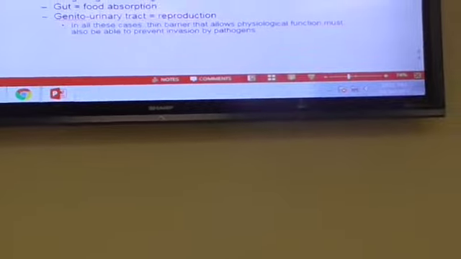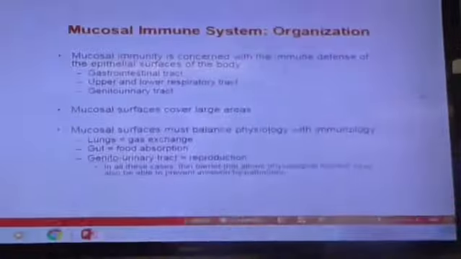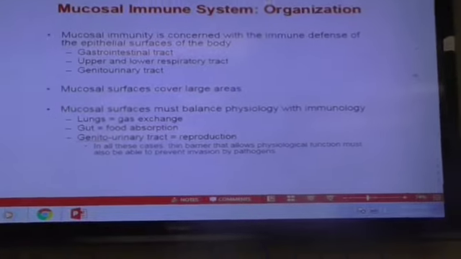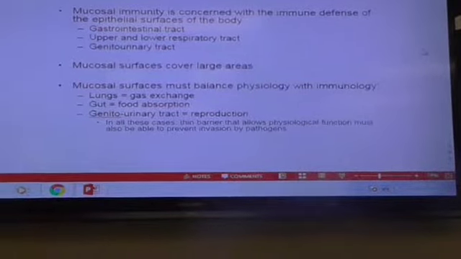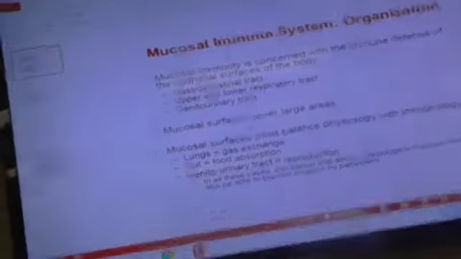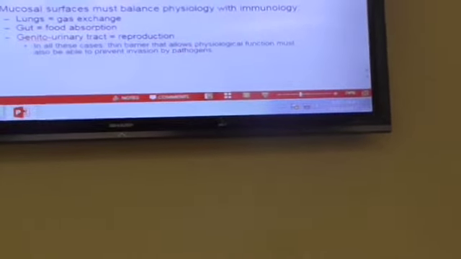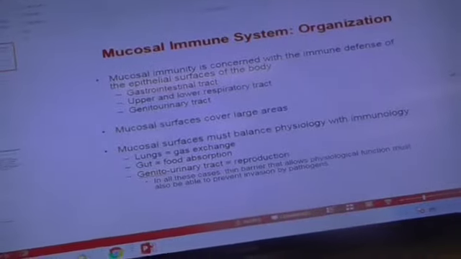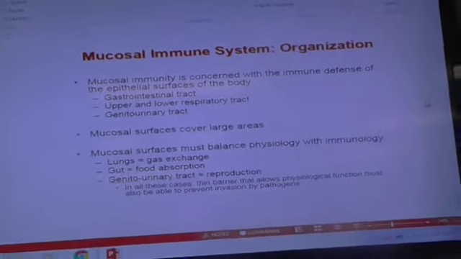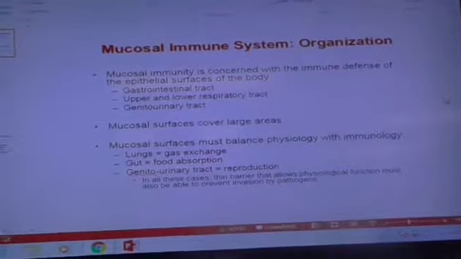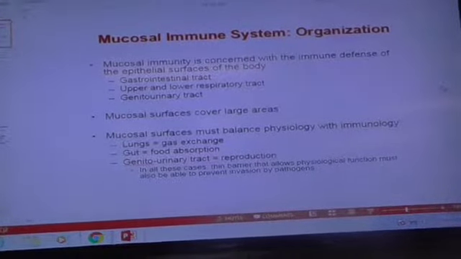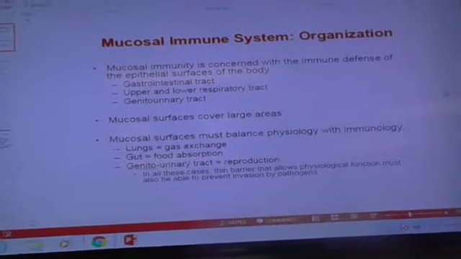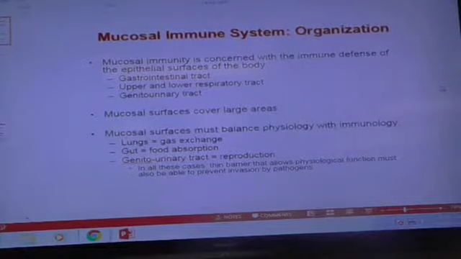Let's get on to mucosal immunity. Few questions. What's the first antibody that develops in a fetus? Very good. What's the first lymphoid organ that develops? Thymus. Very good.